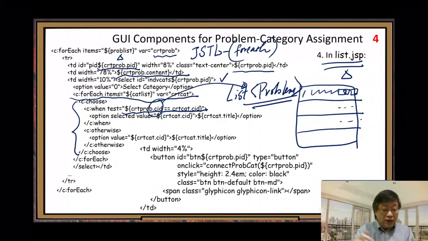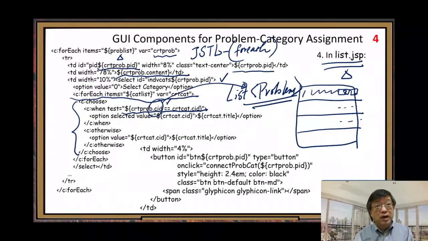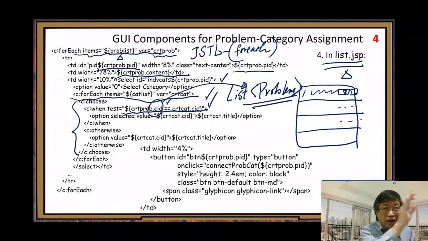So here, this current prob.cid, you can assume we have it. If a problem is not connected to any category, it could be 0 by default. Its value is 0, so this comparison is still okay. So now you can see the reason I switched to the JSTL for each loop, because we can use this dollar curly braces type of comparison. Very convenient.